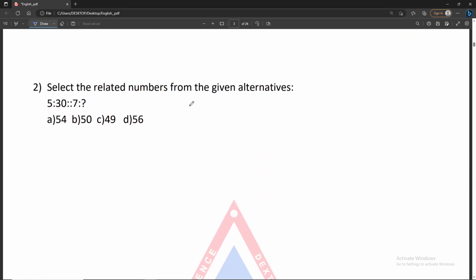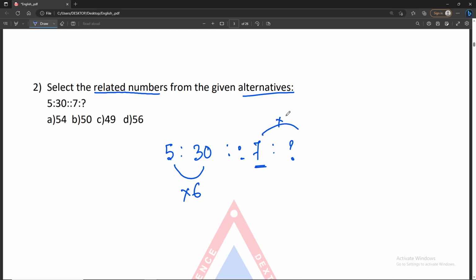So next question is given, select the related numbers from the given alternative. So you can see here is also the same type of missing number. So you can see 5, 30, 7 and question mark. So you can see 5 into 6 is 30. Here is 7. So you can also think that it goes with 7 into 6, 42. But the option is not given here.